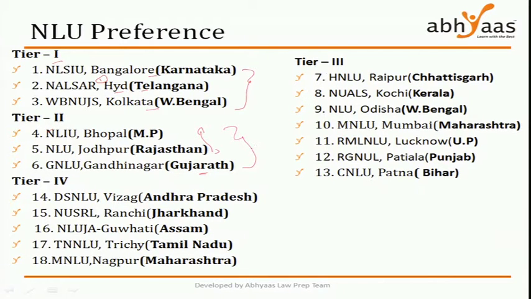Next, the Tier 3 colleges which we have are NLU Raipur, Kochi, Odisha. You can give the same rankings, or if you think you are going to get into a college according to your rank, somewhere in the 7th preference, then you can choose that. If you don't want to go out of Andhra Pradesh or Telangana, then you can put DSNLU on the 7th listing.